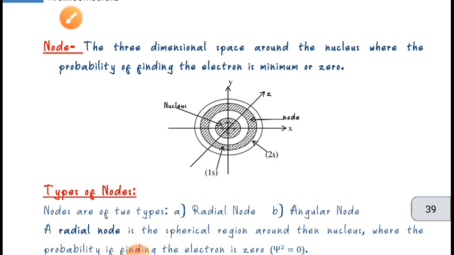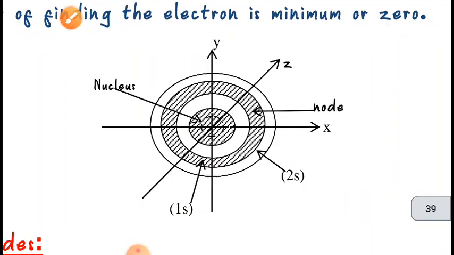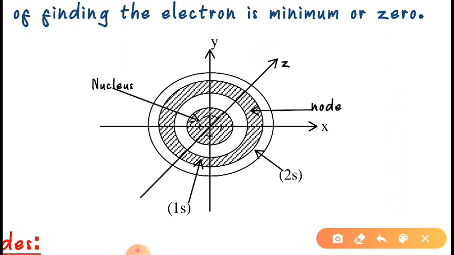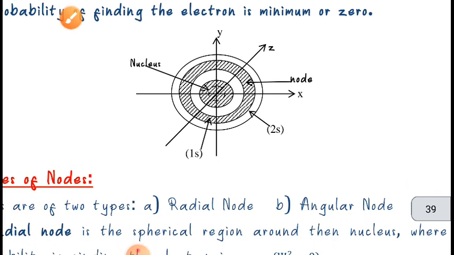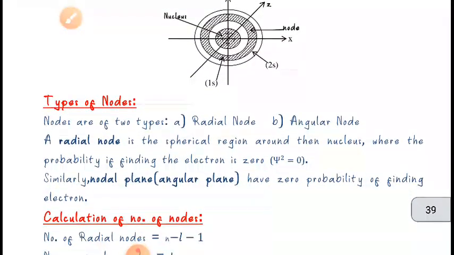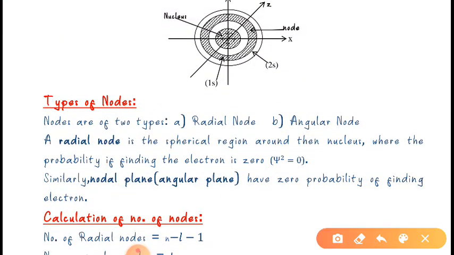Now as you can see here in this diagram, this plane is called a node. As you see this one, the black color, this is called the node where the probability of finding an electron is almost zero. When we talk about nodes, they are of two types. One is radial nodes, another one is angular nodes.